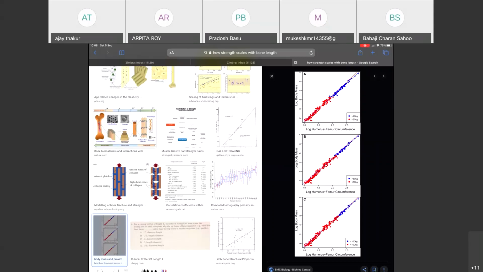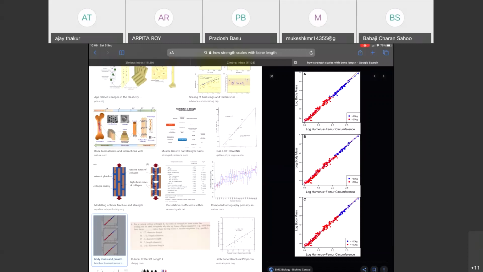And when we say there is a scaling law obeyed by this, these are experimental data. Experimental data as in individual masses have been measured for individual organisms, right? And then the circumference of the femur bone is also measured. And then that is plotted on a log scale.